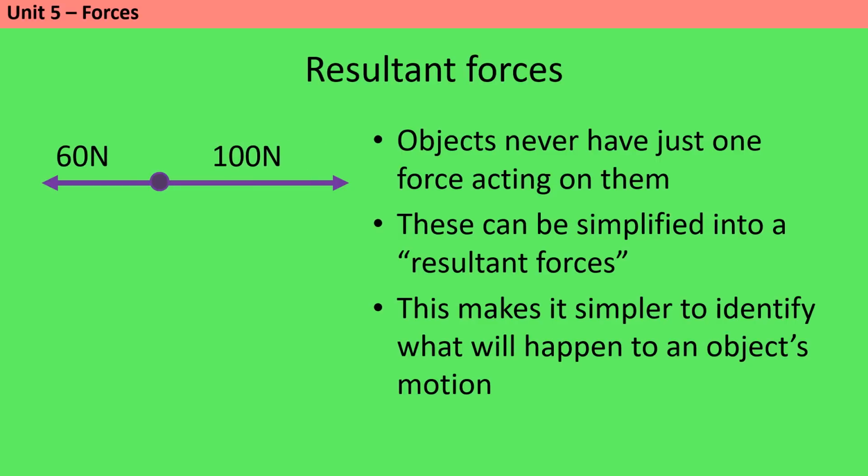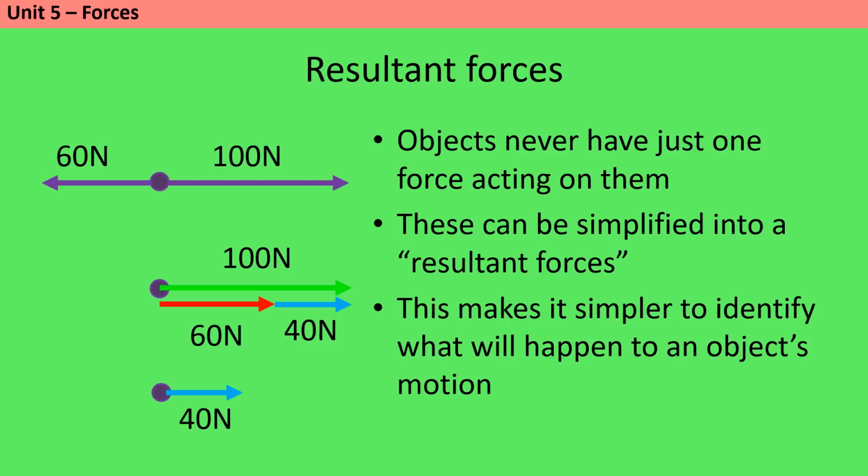Sometimes the forces don't perfectly balance out, and it's a little bit more complicated. So here I've got a force of 60 newtons to the left and 100 newtons to the right. In other words, that force to the right is made up of 60 newtons that balances out the first 60 newtons and then an extra 40. So my resultant force is 40 newtons to the right. What that tells me is that my object will act as if I just had a single force of 40 newtons pushing to the right.